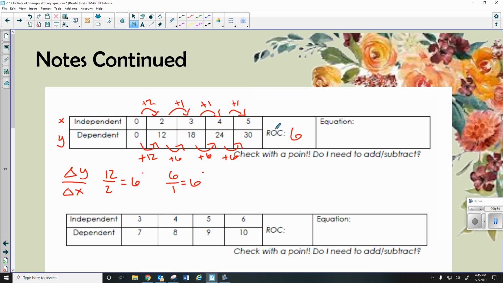So again, if you remember, rate of change is my multiplier. If I put in that equation, the Y equals MX plus b, that's going to be the m. Okay, so I'm going to put in y equals 6x.